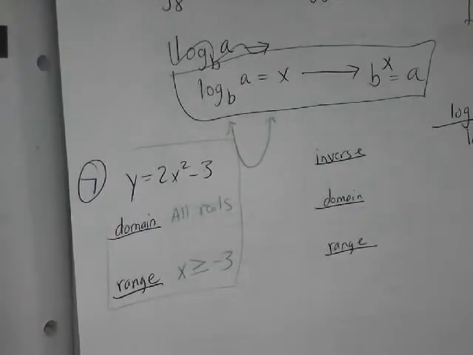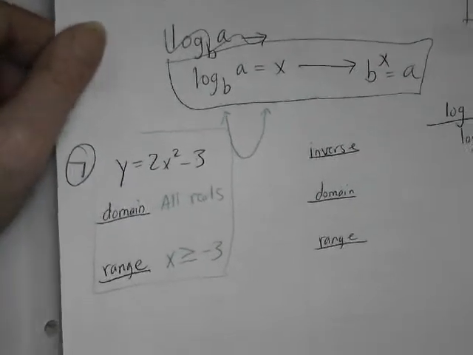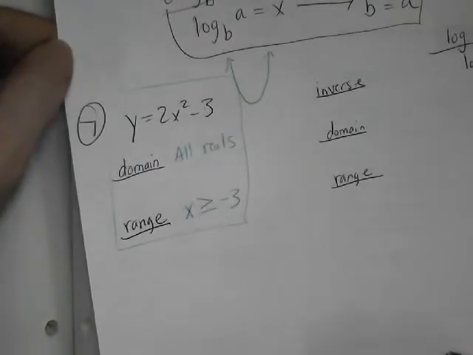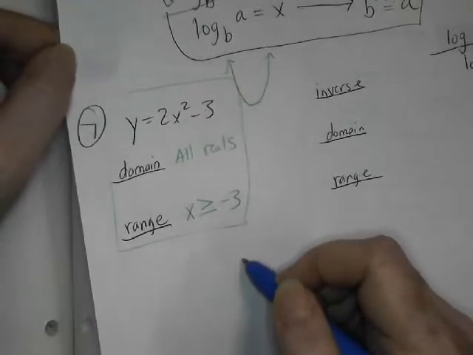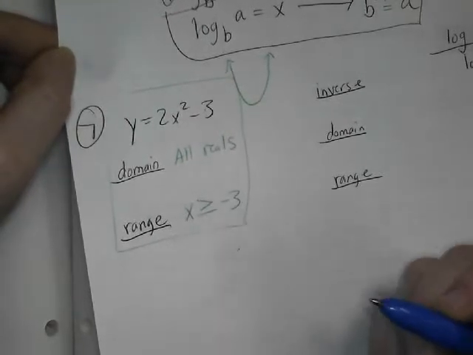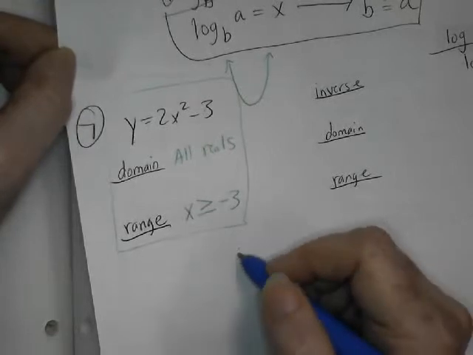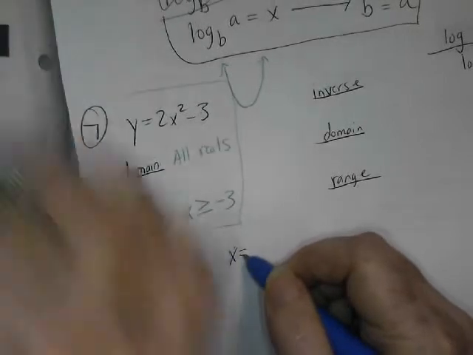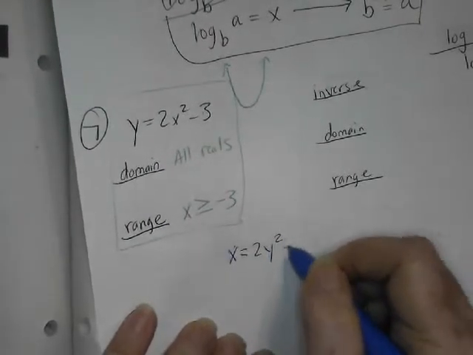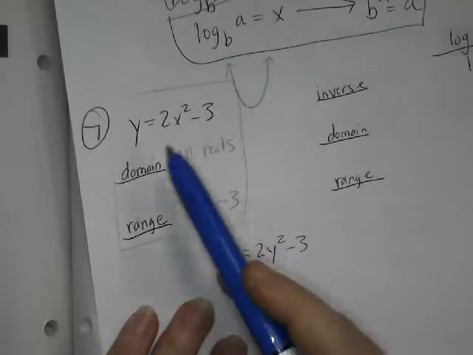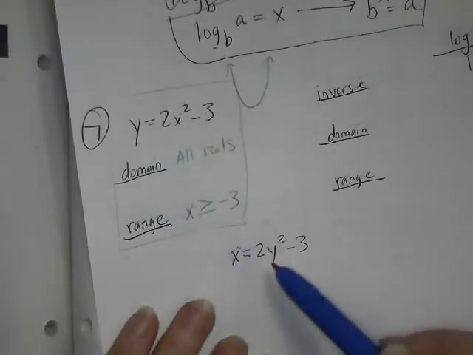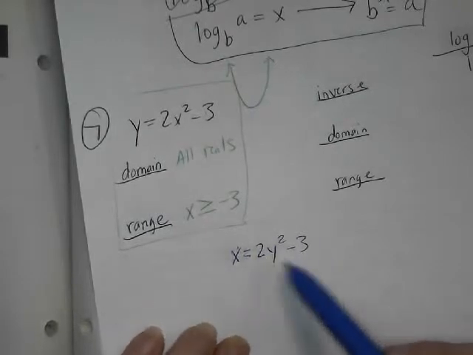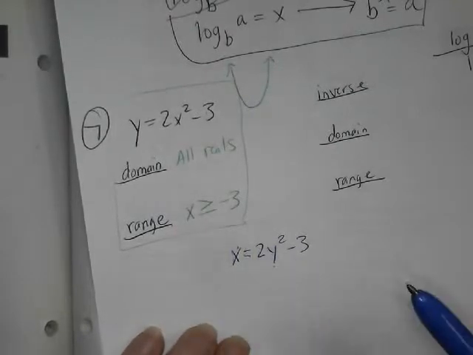Now let's get the equation of the inverse. We might need some scratch paper for that. So does anyone remember how to get the equation of an inverse of a function? Yeah, you swap. So instead of y equals 2x squared minus 3, I'm going to write x equals 2y squared minus 3. So that's the first step, is you swap. But then you have to get it solved for y again. So now I have to take this blue equation and solve it for y.